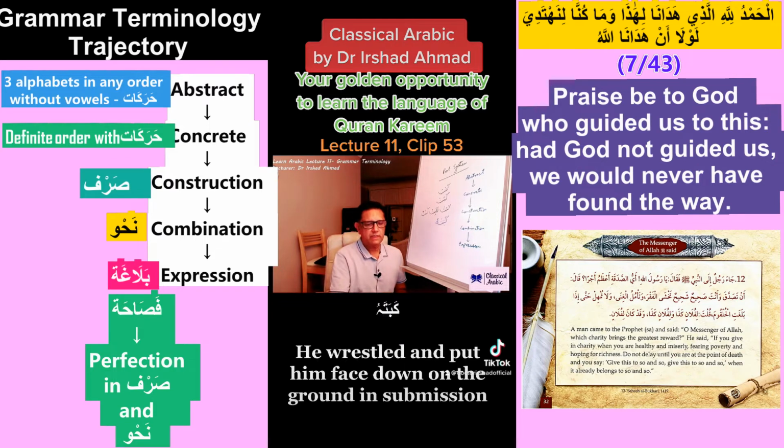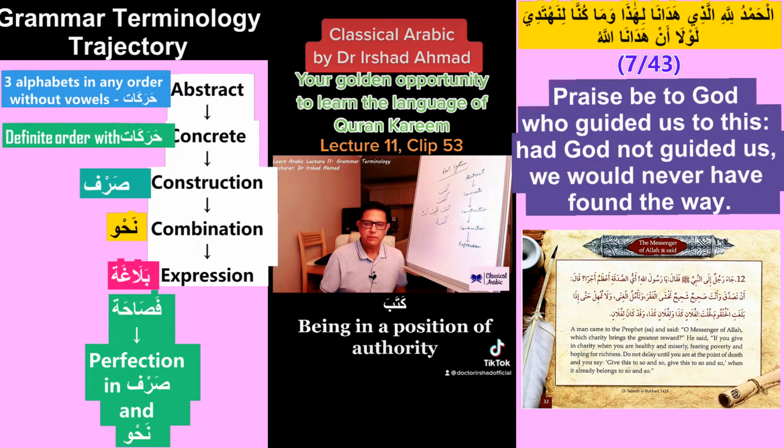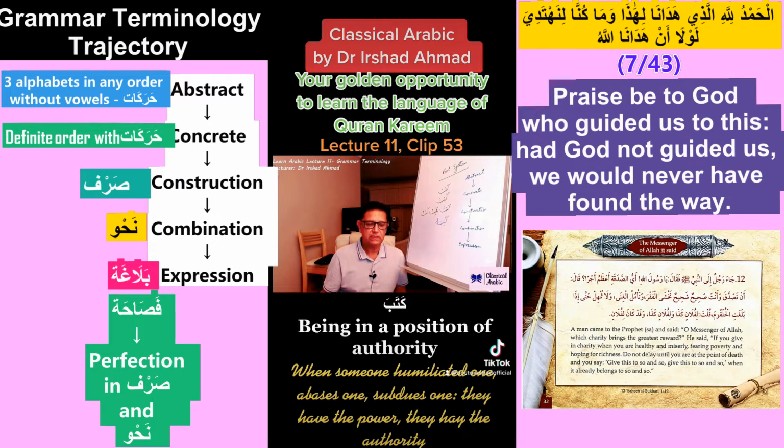that will mean that he wrestled and put him face down on the ground in submission, and that is physical humiliation. Subduing something like that on the ground and putting them in that position is a sign of power on that person. So it is a solid humiliation for the wrestler lying face down on the ground.